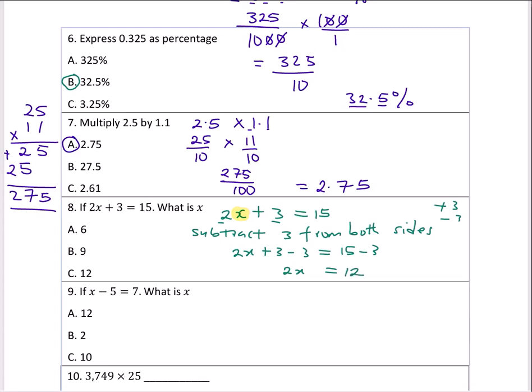From this point, we can divide both sides by the coefficient of x, which is 2. So 2x over 2 is equal to 12 over 2. They cancel out, and then x is equal to 6. So that's option A.